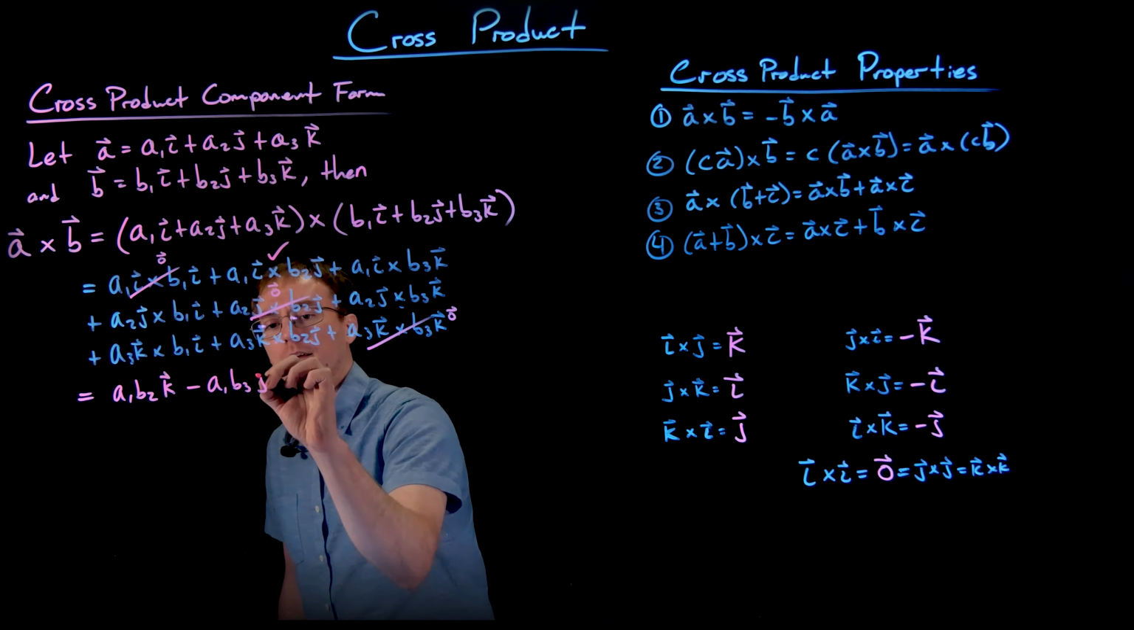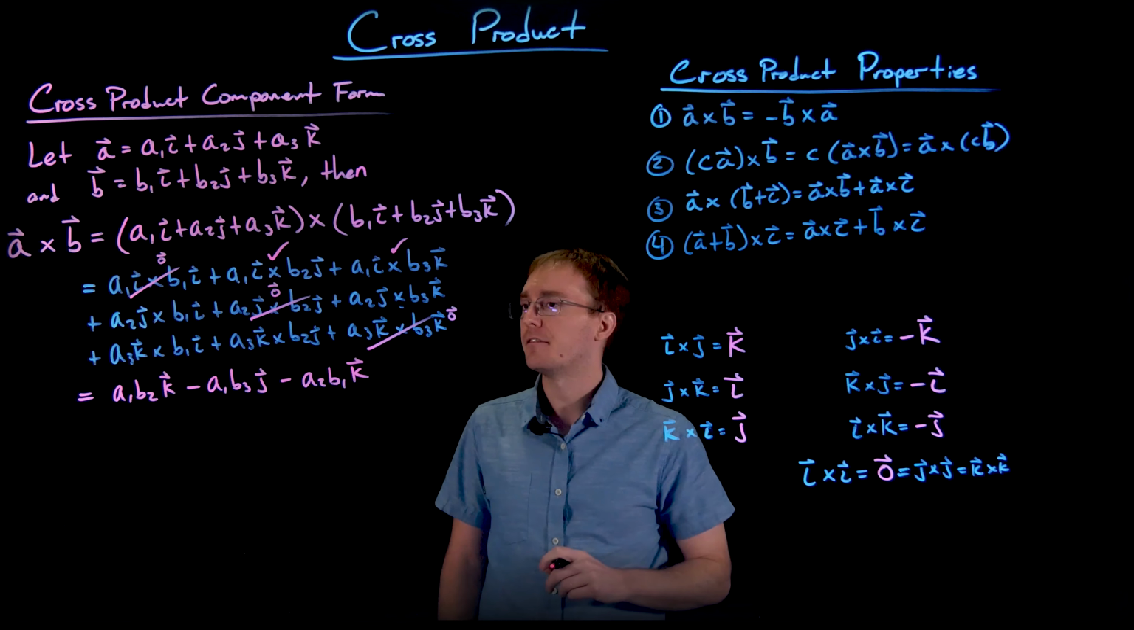So let's keep doing this. Our next piece we have to try to simplify is A2j crossed with B1i. So again, we'll bring those constant factors, those coefficients of A2 and B1, out front. And then what's left over is what are we going to get from j crossed with i? And well, if we go to our little scratch work over here, looks like j crossed with i is going to give us negative k. So again, I'll bring the negative sign out front and throw that unit vector of k at the very end.